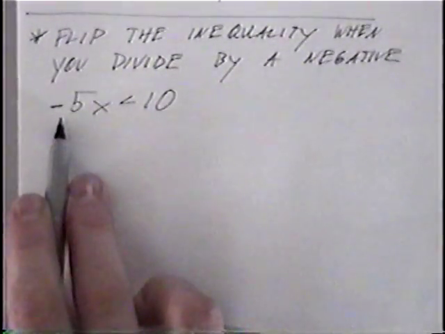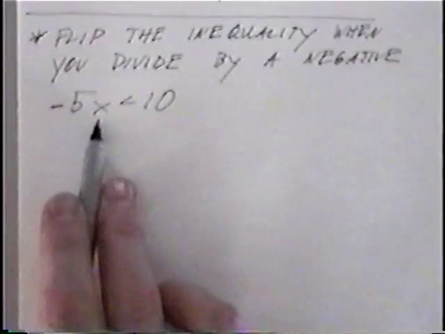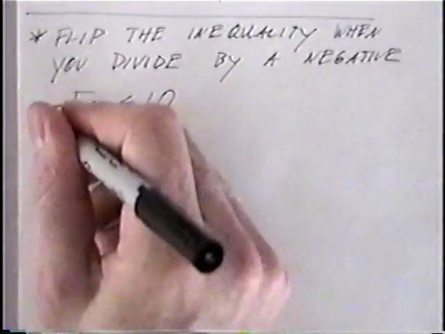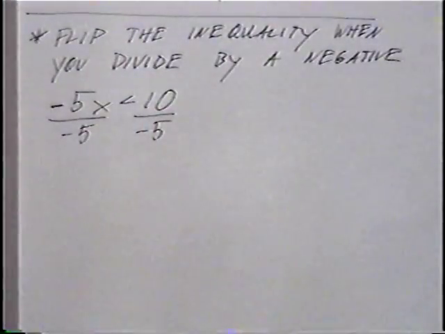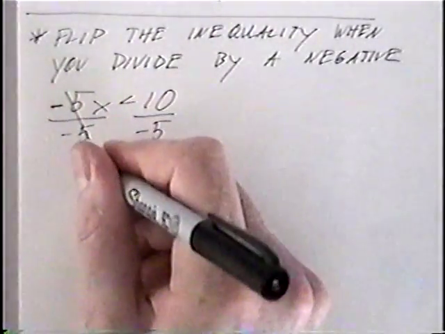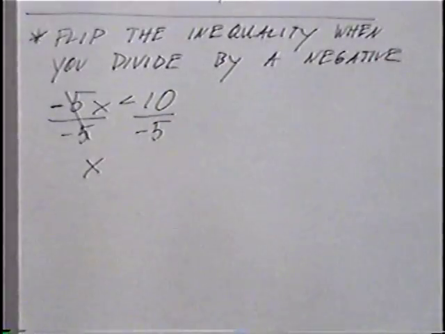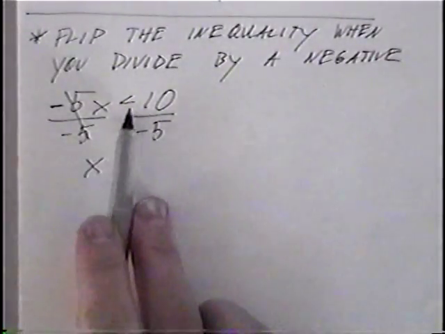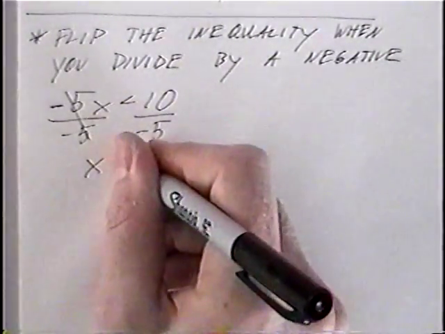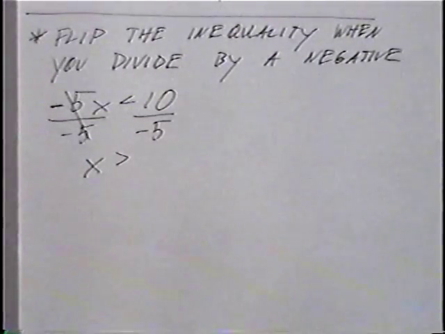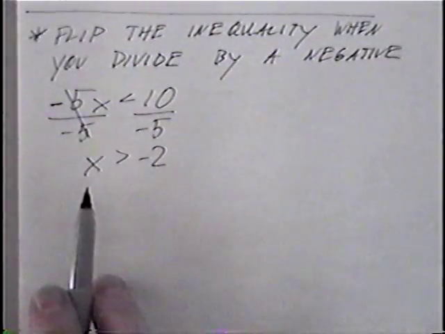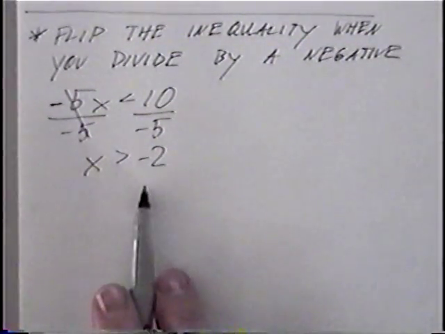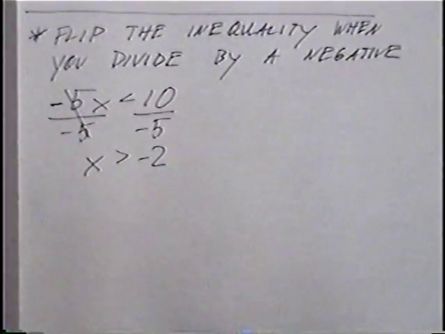To get x by itself, we have to get rid of this negative 5. It's negative 5 times x, so we will divide by negative 5. Negative 5s will cancel. X will come down. Since we divided by a negative number, the inequality will flip around and it will become greater than. 10 divided by negative 5 would be negative 2. So the answer to the inequality, x is greater than negative 2.